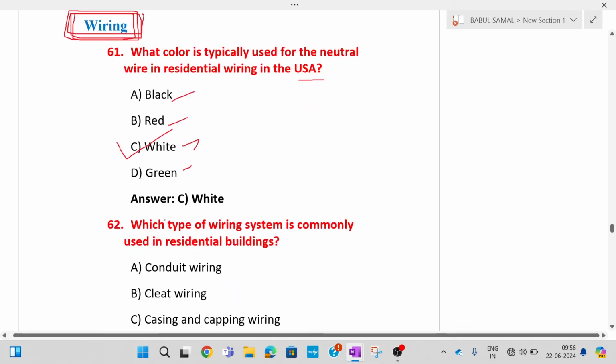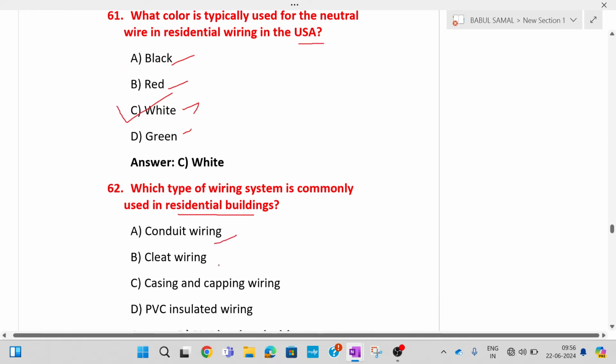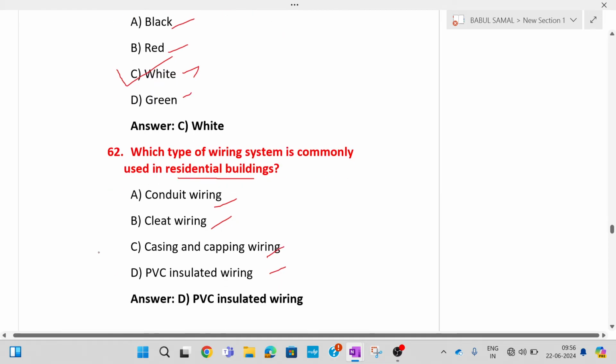Next question. Which type of wiring system is commonly used in residential building? What type of wiring is done in a residential building? Conduit wiring, batten wiring, casing and capping wiring, PVC insulated wiring. So remember, PVC insulated wiring is used in residential building.